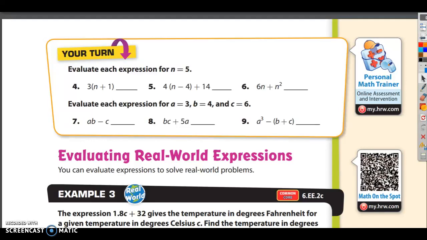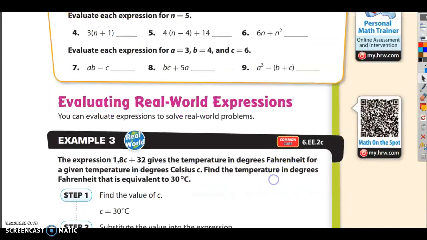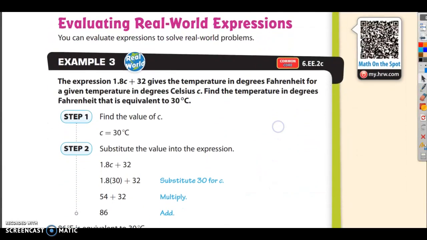We're on page 271. We're not doing the your turn at the top of the page because at the end of the last video, we did those numbers 4 through 9. So we're going to skip those on this video, and we're going to start where it says evaluating real-world expressions. It says you can evaluate expressions to solve real-world problems.